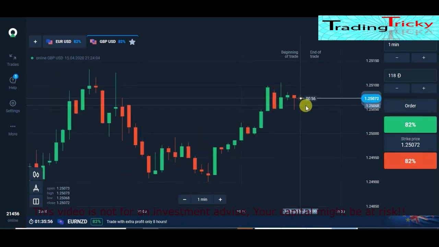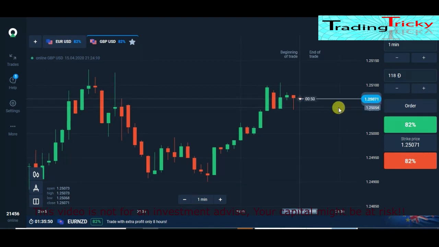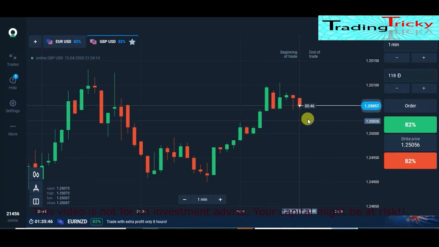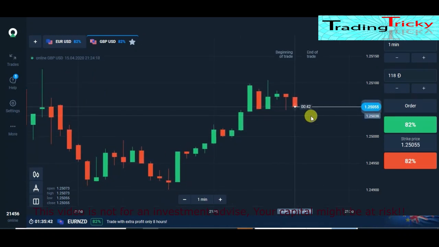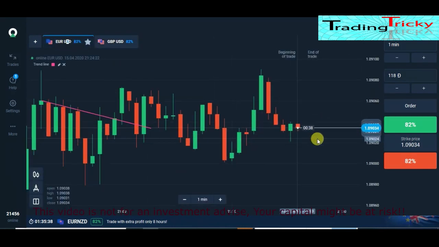Okay, since my target was only 3 trades, I have done 3 trades, but still I am looking for one more trade. If I get good confirmation, then I will place one more trade and I will stop trading. So let's see EUR/USD now.